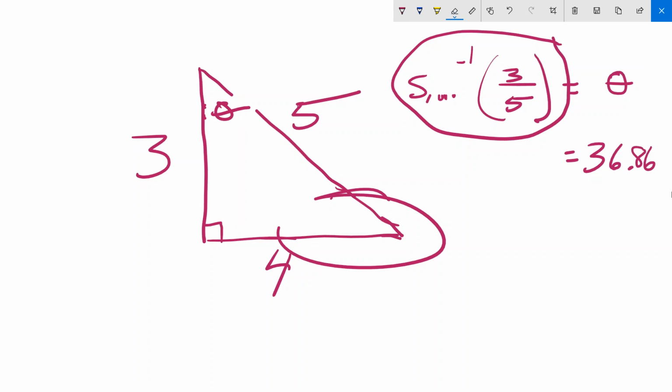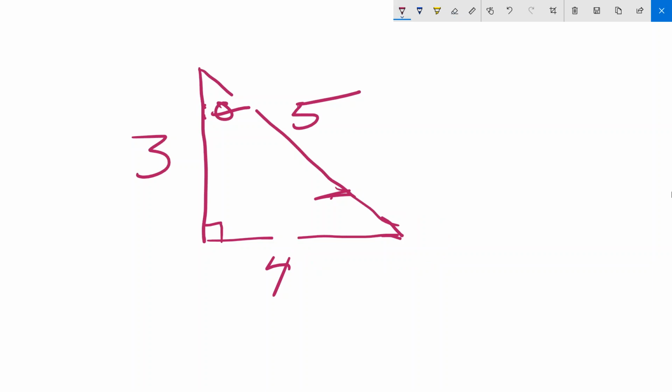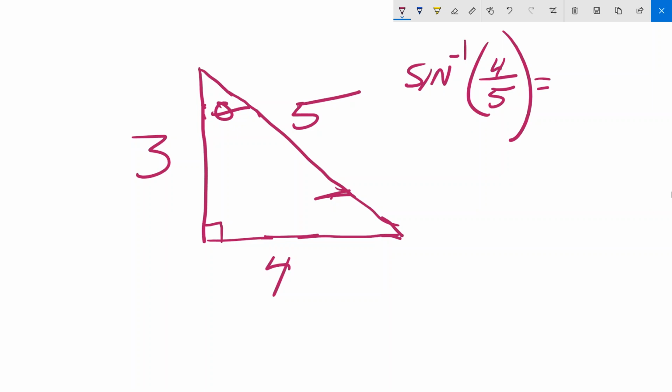What inverse trig function would I use to figure out that angle? And I have a lot of choices. I can use inverse cosine, I can use inverse sine, I can use inverse tangent. They all should give me that angle. Pick one. Inverse sine of what? Four-fifths, right, because this is a different angle. So the sine is different. Sine is opposite over hypotenuse. So what does your calculator tell you that is? Okay.